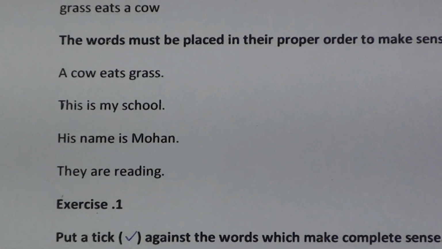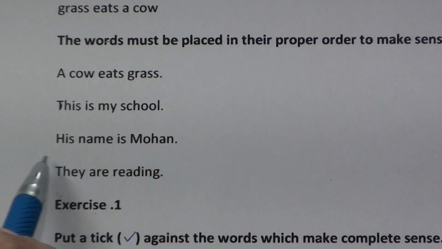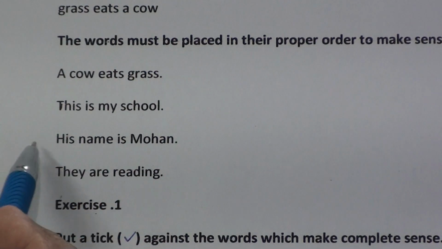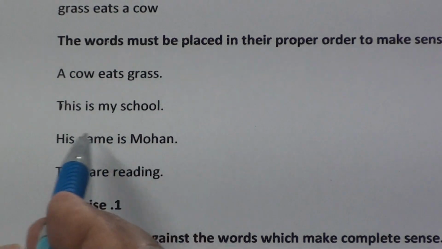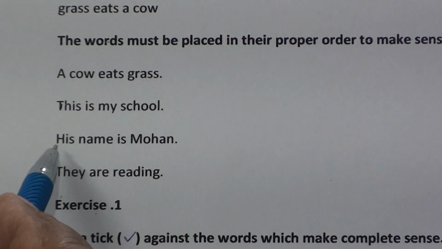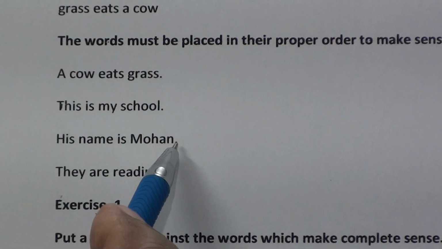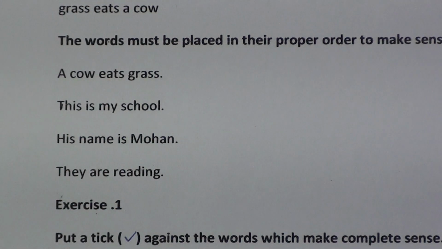Now, read it. His name is Mohan. It makes a complete sense. This group of words makes a complete sense. And it begins with a capital letter H, and it ends in a full stop. So his name is Mohan. It is also a sentence.